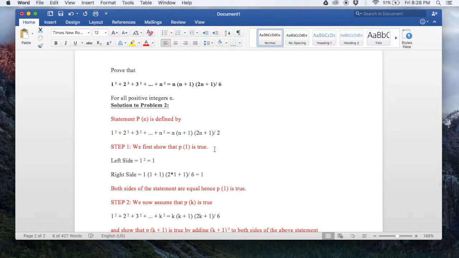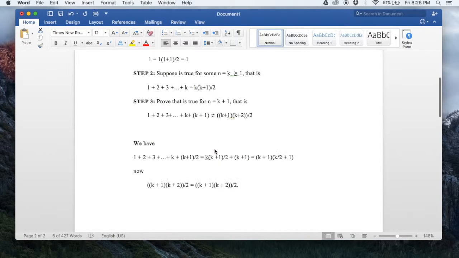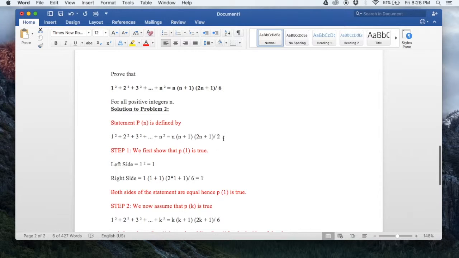So again, here was the second problem, and here was the first problem that we discussed, and I just hope that was substantial. Hope that has been helpful to you.